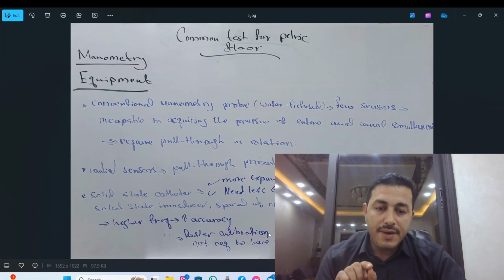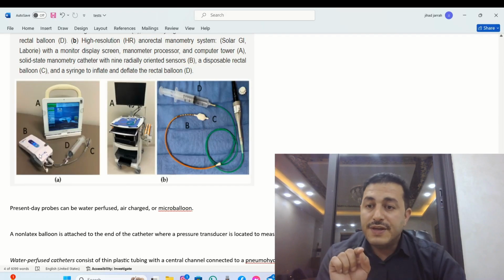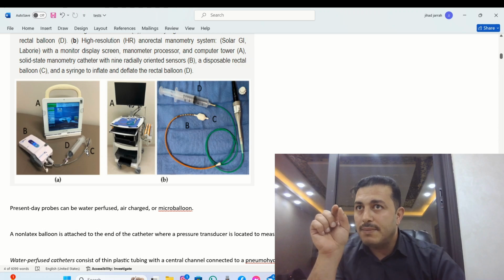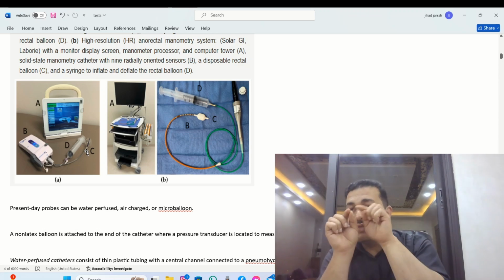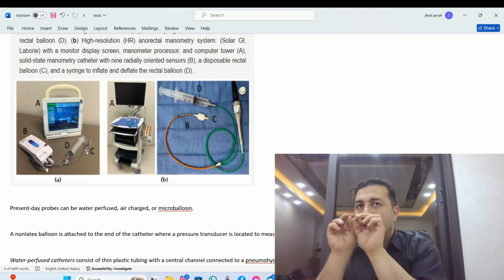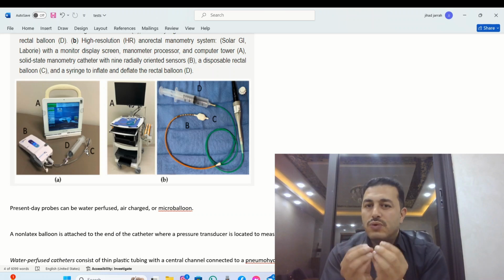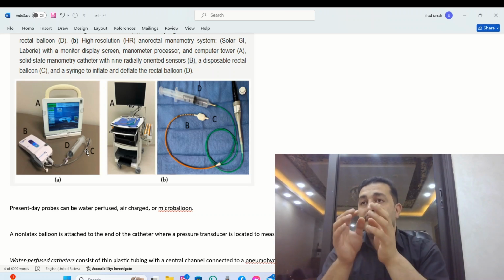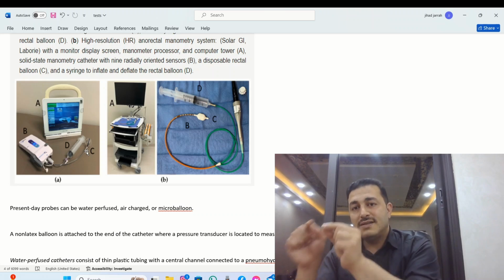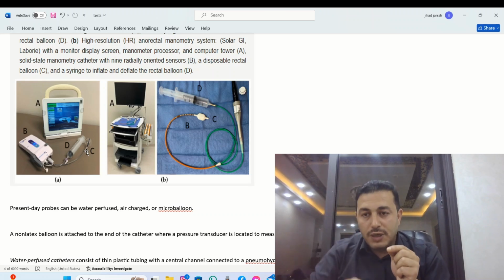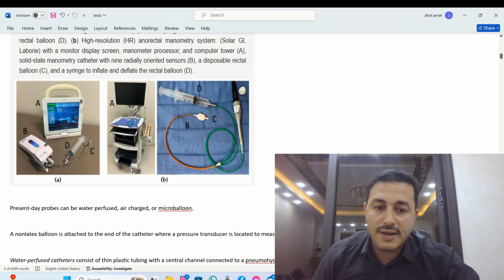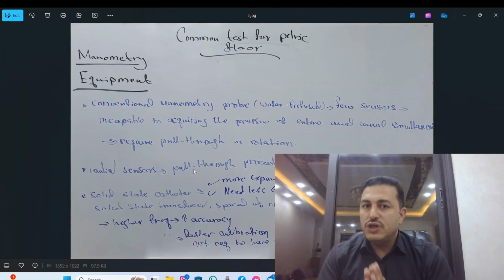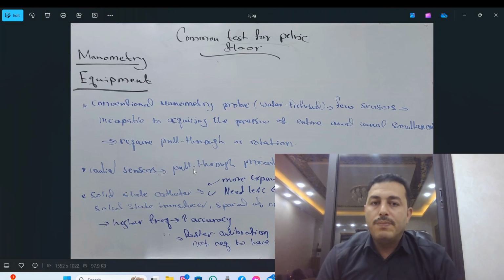We said, for example, in this picture, the conventional one or the water perfused, we have a rectal balloon. We have 4 rectal balloons. Inside each balloon, we have sensors, but they are few, only 4, for example. And due to the limit in the number of sensors, it requires pulling to detect pressure along the canal.